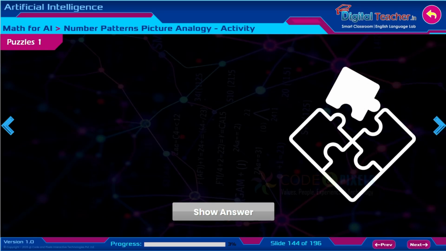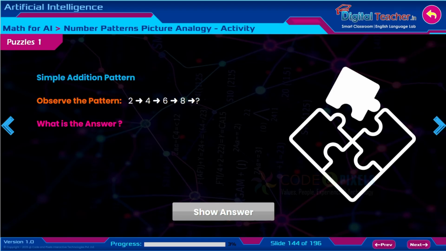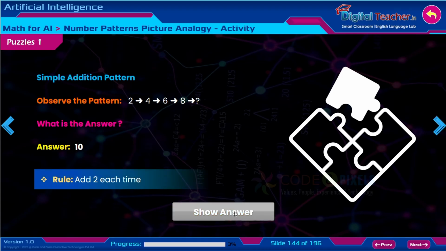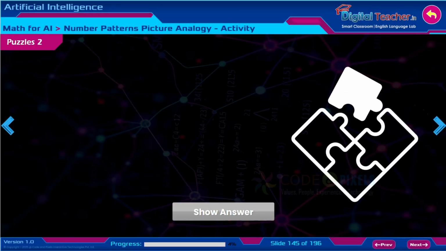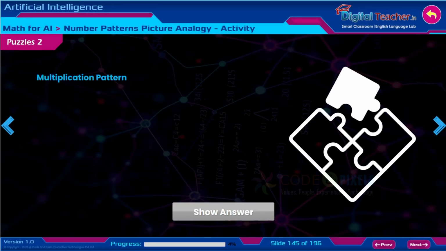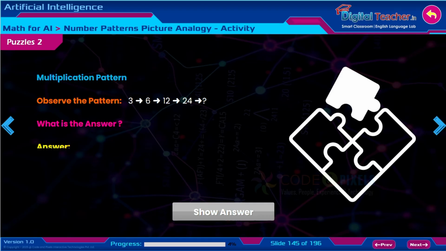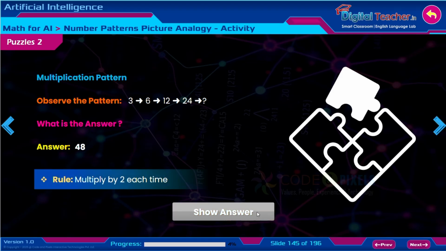Puzzle 1. Simple addition pattern. Observe the pattern. What is the answer? Rule for this pattern is. Puzzle 2. Multiplication pattern. Observe the pattern. What is the answer? Rule for this pattern is.